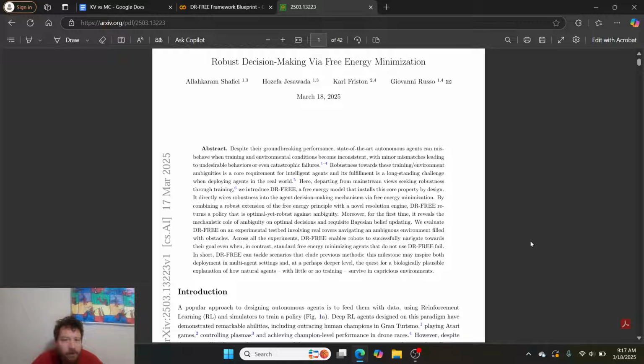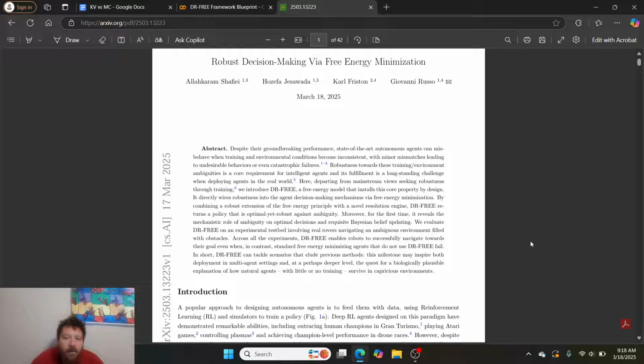Then this paper comes along and it's very interesting, because they introduced a method called DR-free, a free energy model that installs the core property of the free energy minimization principles into AI reinforcement learning very specifically. In general, their method is very straightforward in how it works and how they implement it.